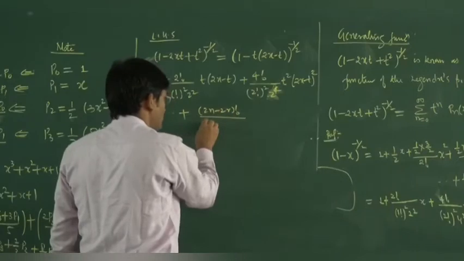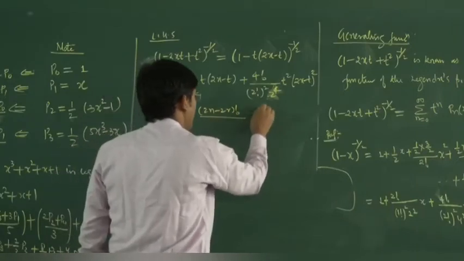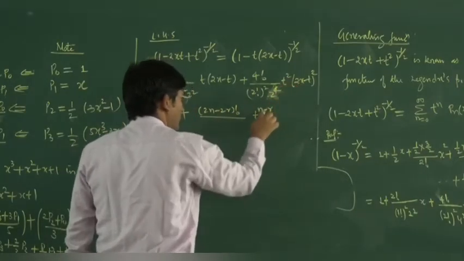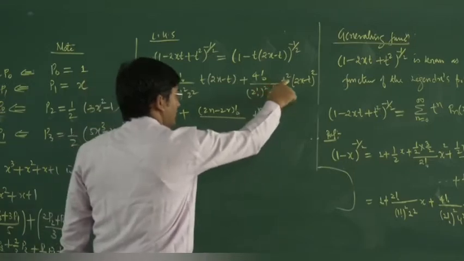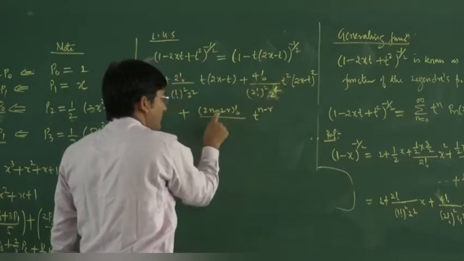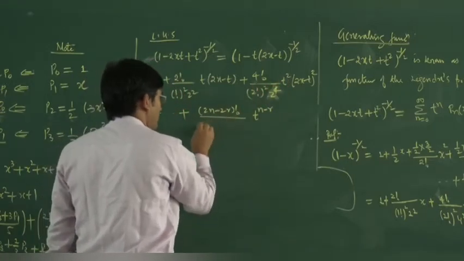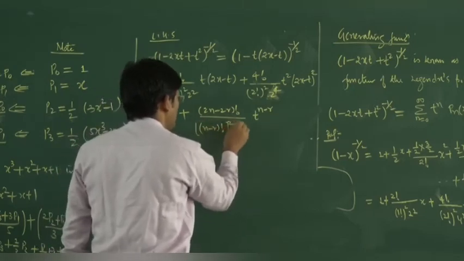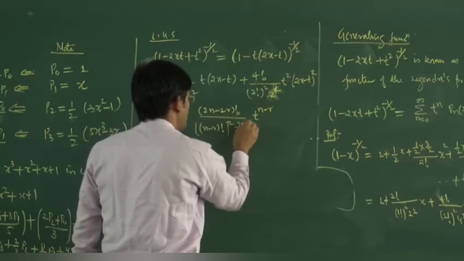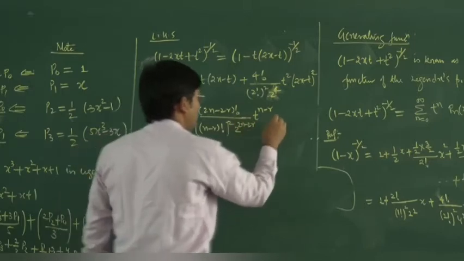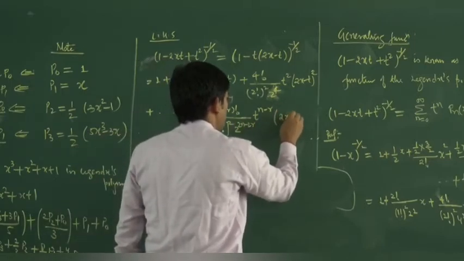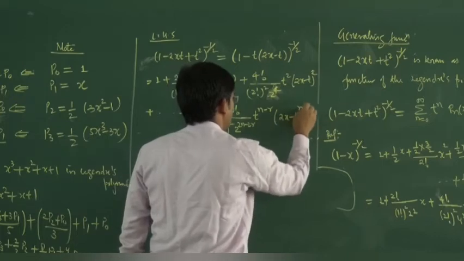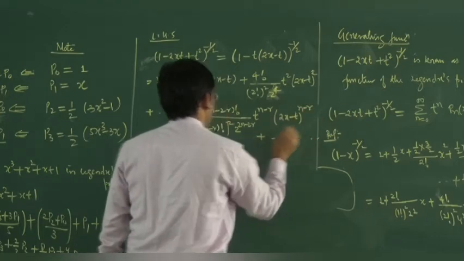Here I am going to calculate the power of t power n minus r. So if you write t power n minus r, then you can see that this is 2 times, so we have factorial 2n minus 2r. Then here we will have factorial n minus r whole square. Then here we will have 2 power 2n minus 2r. Then here we have (2x minus t) power n minus r, and so on.